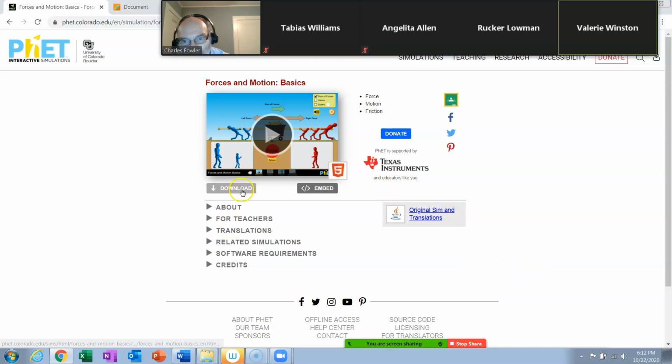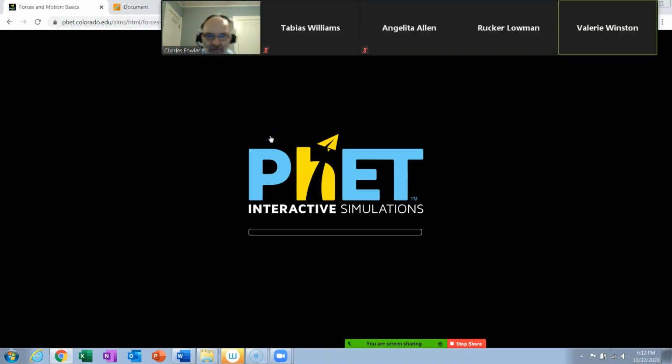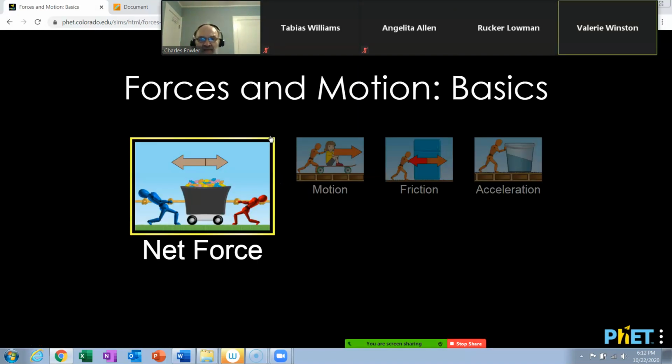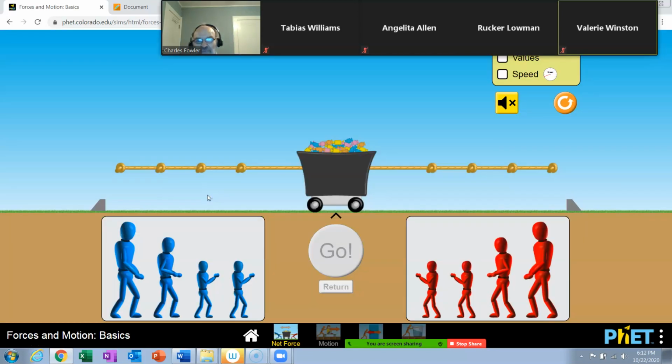And rather than download, which I used to think you had to do, all you have to do is press on the start button, the triangle in the circle. And then it takes just a little while. And we're going to talk about net force. We're not going to do motion, friction, and acceleration. We may do that in a later lab, not now. We're doing net forces. That's what we've been talking about today. So click on the net force one.